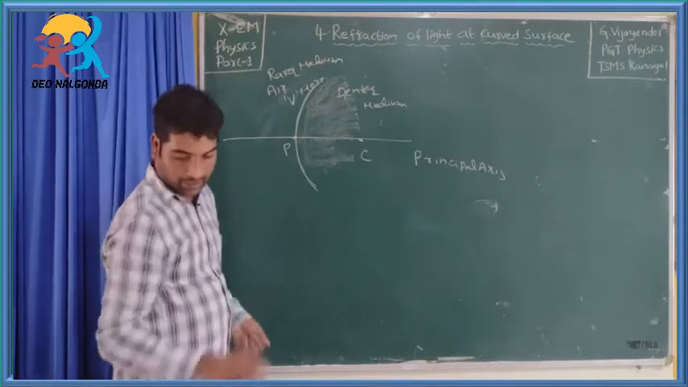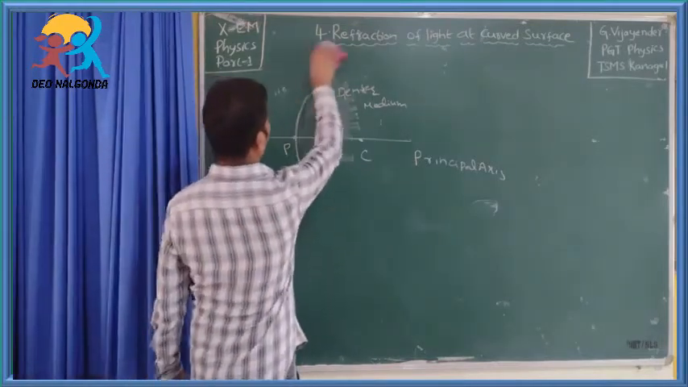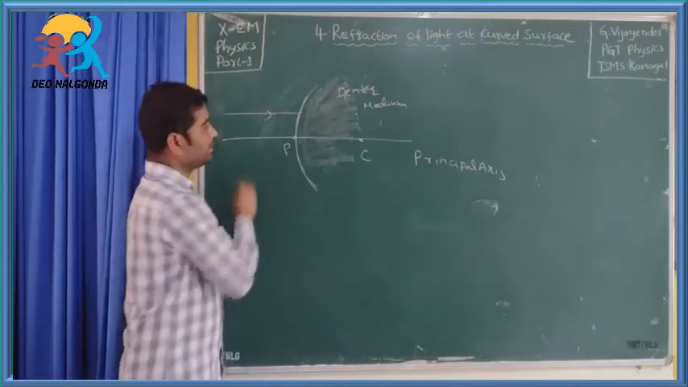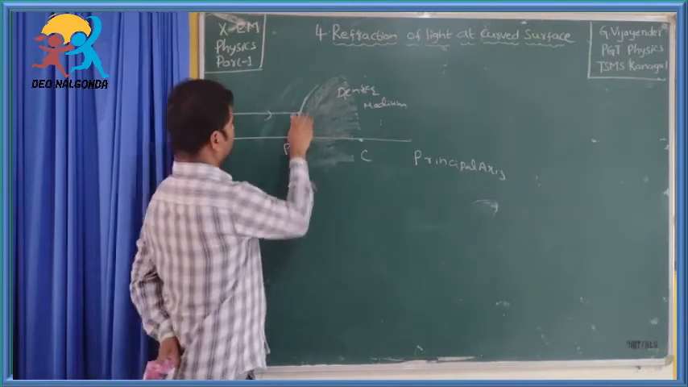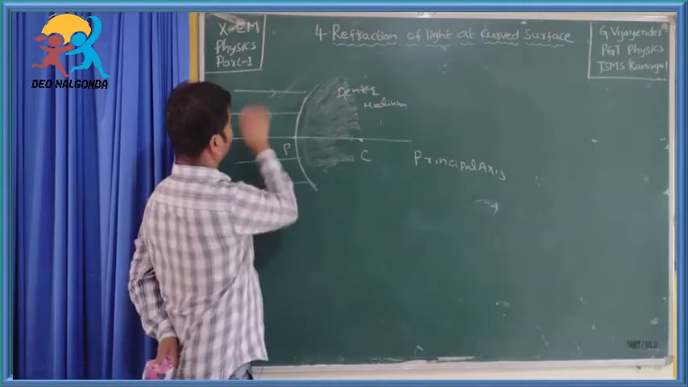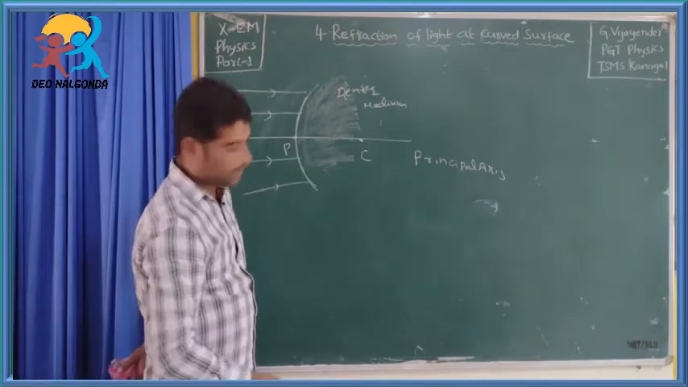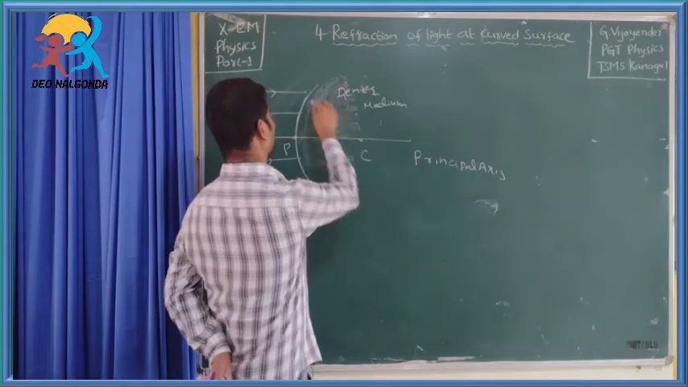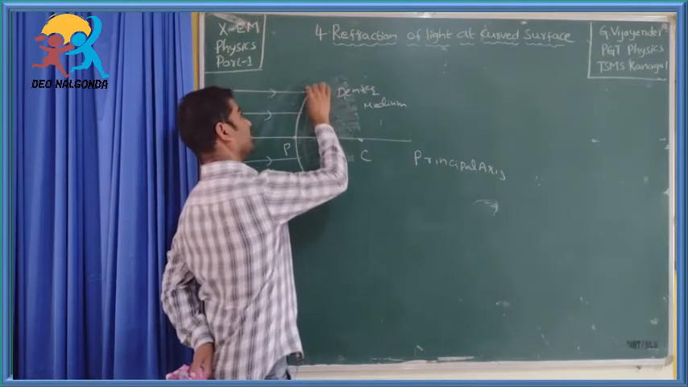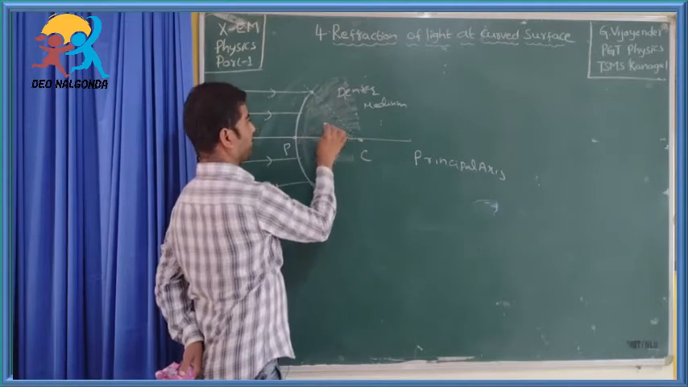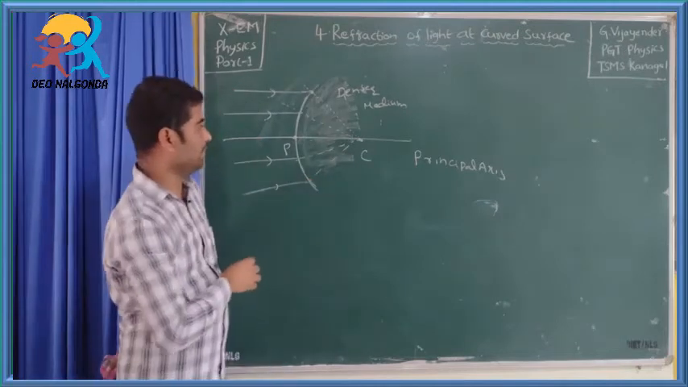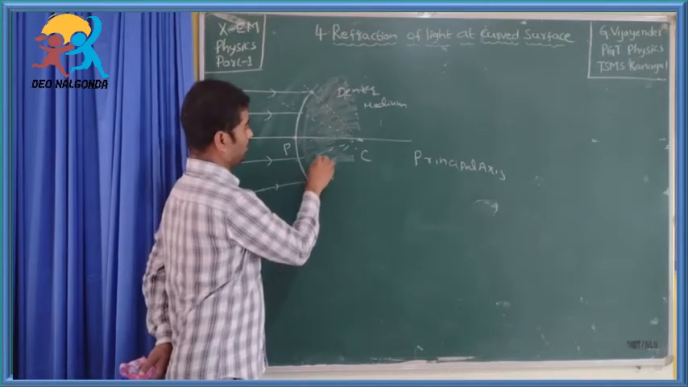Here, a light ray is traveling parallel to the principal axis and incident on the convex surface. How is it passing? All incident light rays are parallel to the principal axis. Now we can draw the normal. Normal is simply a line passing from center to point of incidence. This is the normal. Just draw a line from center to point of incidence, that will give the normal.